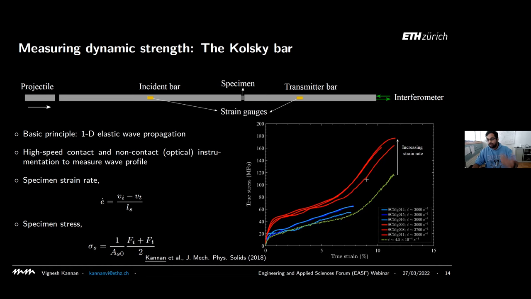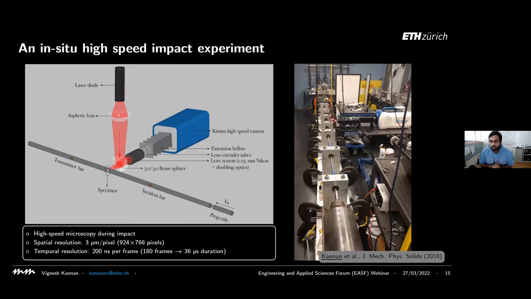And we went ahead and did some very interesting high-speed microscopy of the time. This was state of the art at the time when we did these experiments. So essentially, we used a commercial high-speed CCD sensor, built a microscope in front of the sensor, and ended up getting very good spatial resolutions of 3 microns per pixel and 200 nanoseconds per frame. So what we're going to see is data from this microscope in combination with the high strain rate impact experiment.